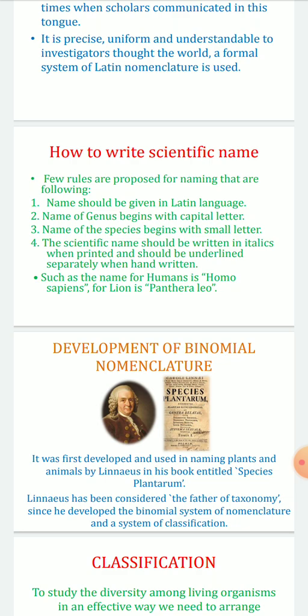So these are the basic principles of how you write a scientific name. First, it should be in Latin. The genus should begin with a capital letter. The name of the species should begin with a small letter, and the scientific name should be written in italics when printed and underlined when handwritten.